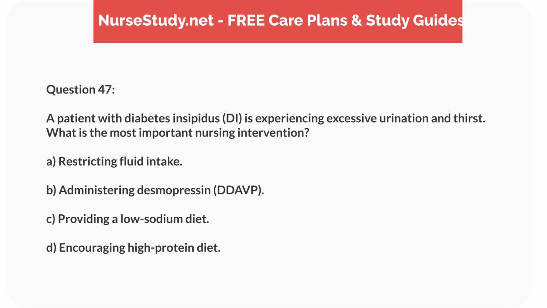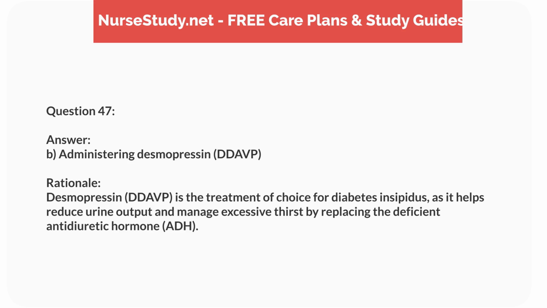Question 47. A patient with diabetes insipidus, DI, is experiencing excessive urination and thirst. What is the most important nursing intervention? A. Restricting fluid intake. B. Administering desmopressin, DDAVP. C. Providing a low-sodium diet. D. Encouraging high-protein diet. Answer. B. Administering desmopressin. Rationale. Desmopressin is the treatment of choice for diabetes insipidus, as it helps reduce urine output and manage excessive thirst by replacing the deficient antidiuretic hormone.